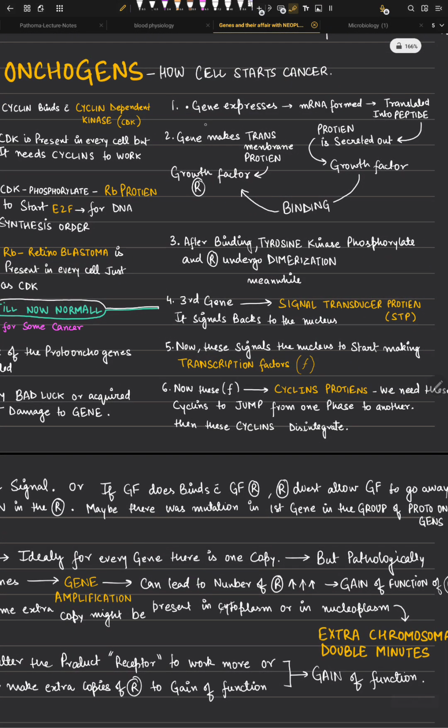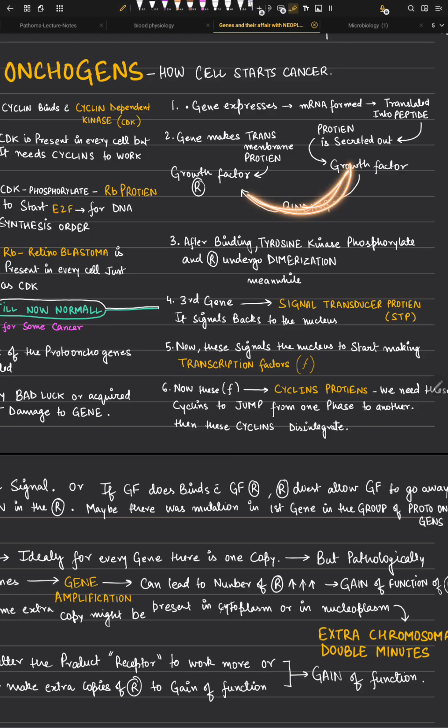We have something called a gene, and this expresses a lot of mRNA. This mRNA forms translated proteins, and these proteins are secreted out and become growth factors. These growth factors bind to neighboring cells, or the cell within, it can happen within. The growth factor binds to a growth factor receptor. Every growth factor has its own receptor. For example, epidermal growth factor has the epidermal growth factor receptor.